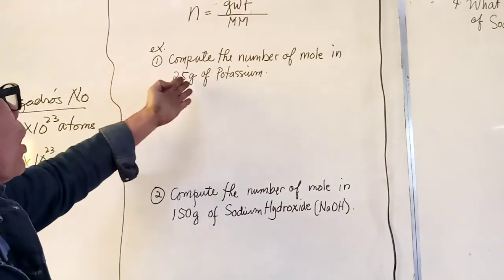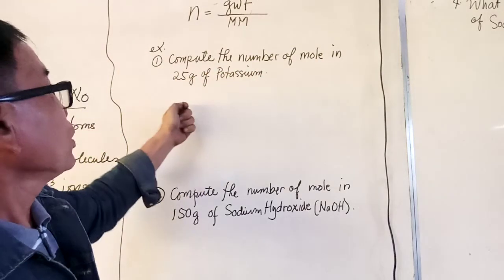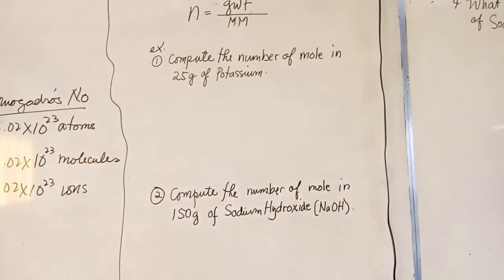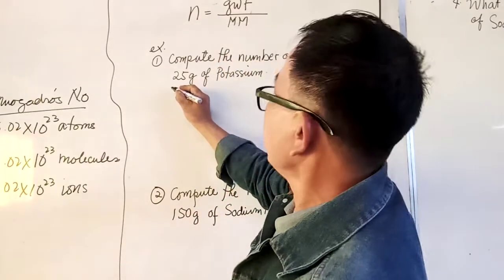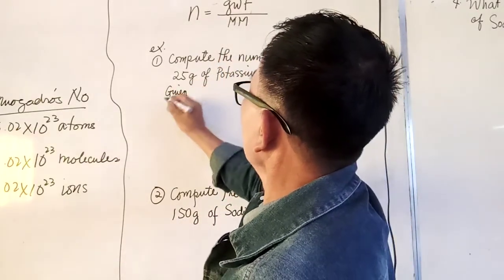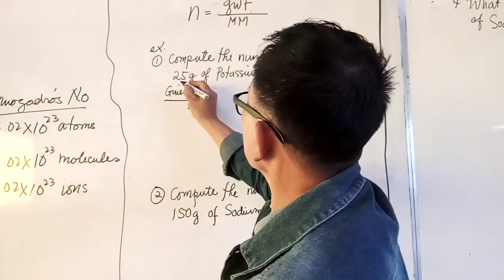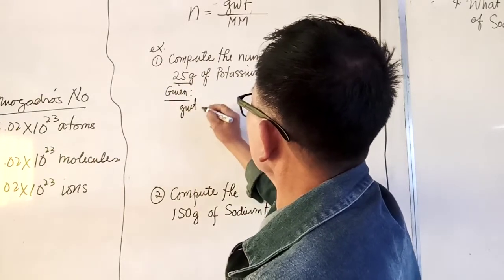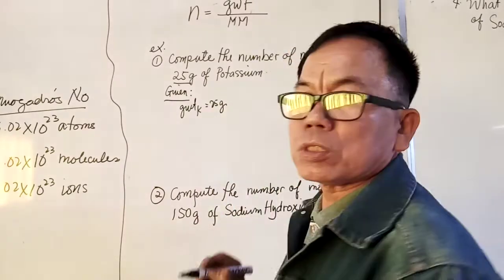Let us try an example. Example number 1: Compute the number of mole in 25 grams of potassium. For this example, you have to find out what is given in the problem. What is given is the given weight of potassium, K, that is 25 grams.